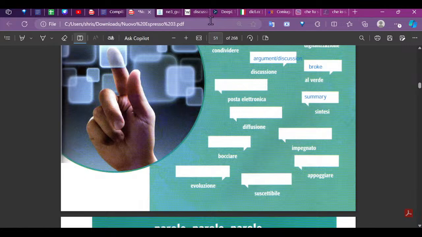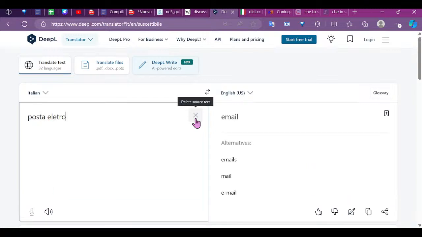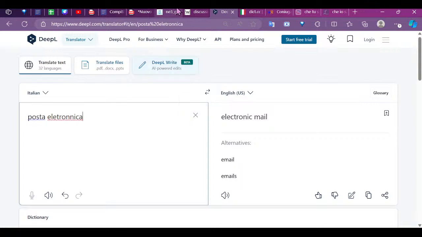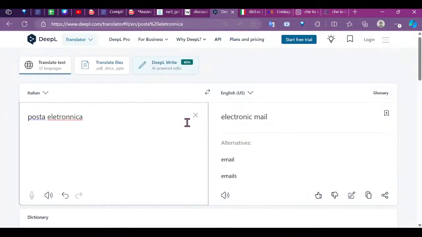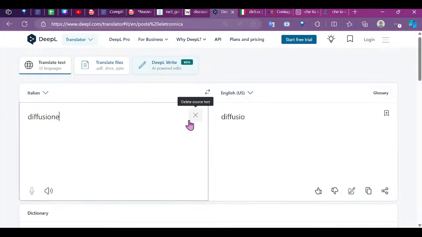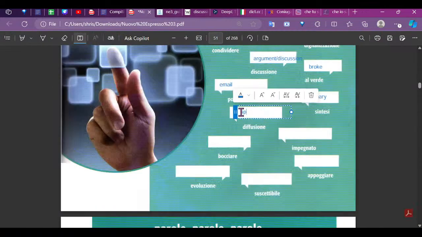Posta elettronica. Sometimes these words that are basically Latin can be a little bit misleading at times, so it's always good to double check, especially if it's not something you're 100% sure about. Yeah, spread, as I was saying, spread.